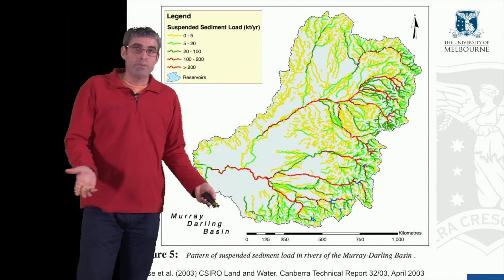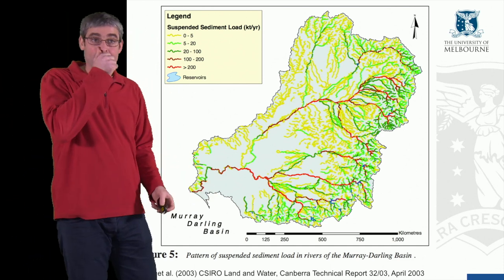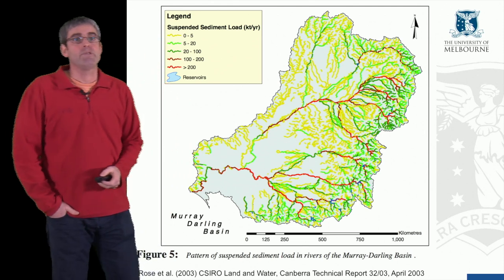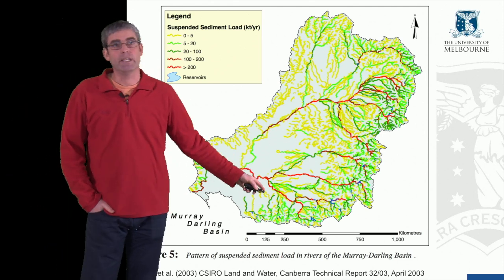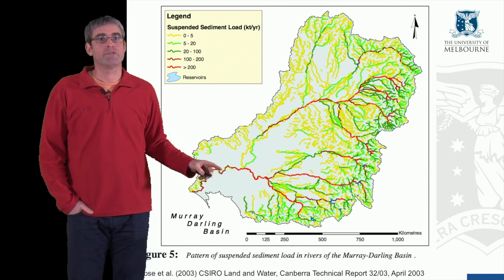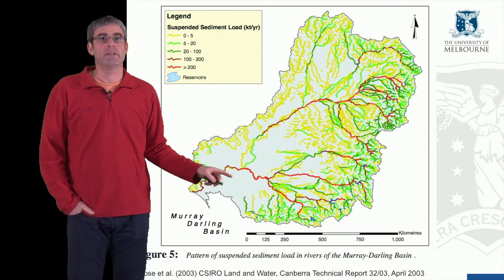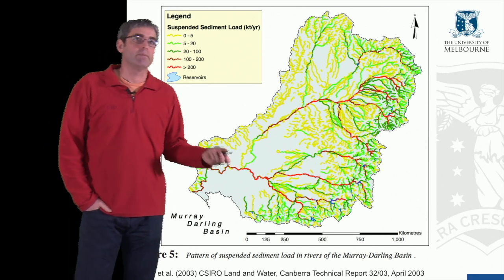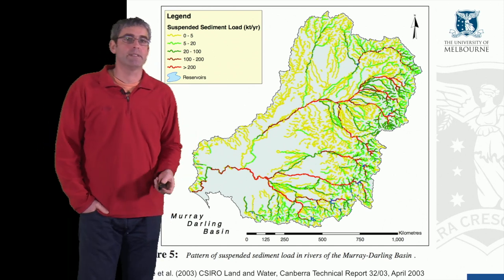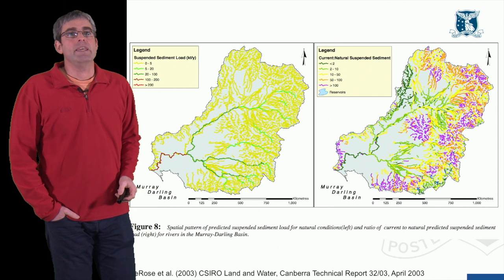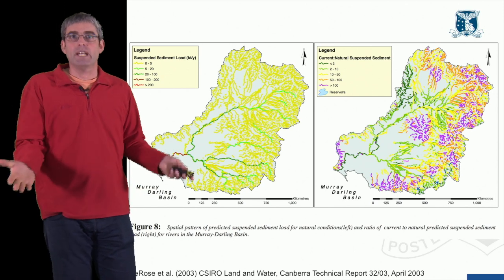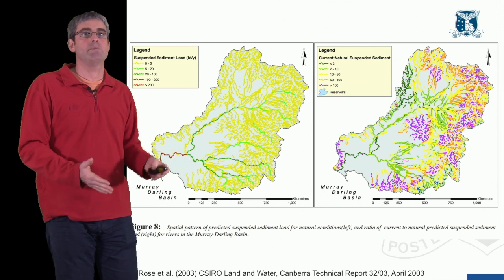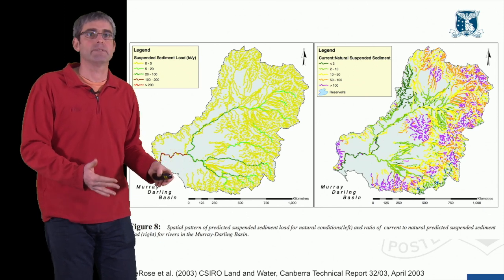Here are the results for applying this particular model, SedNet, to the Murray-Darling Basin. It shows the suspended load in kilotons per year throughout the whole river network, and so we see gradually increasing sediment loads as we move downstream, with the highest sediment loads here in the Murray River and at the mouth. A fairly typical pattern one might expect to see. But this is a modified catchment. It's highly disturbed, and all those disturbances have increased the amount of sediment being transported within that catchment.